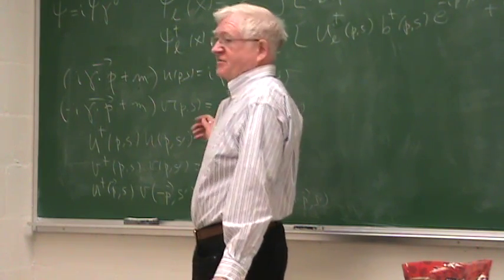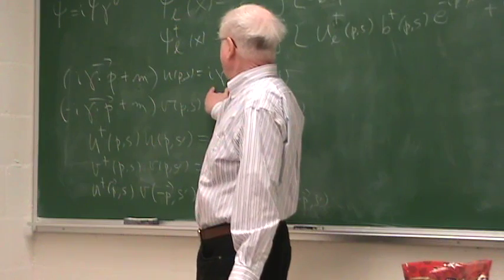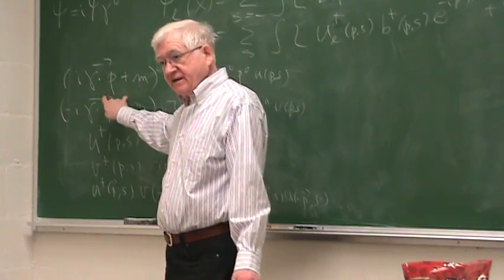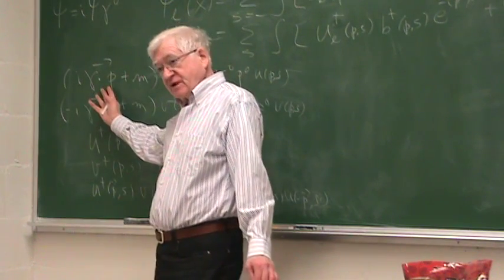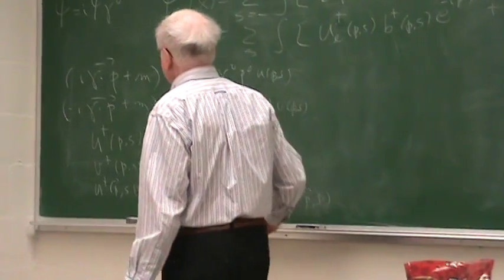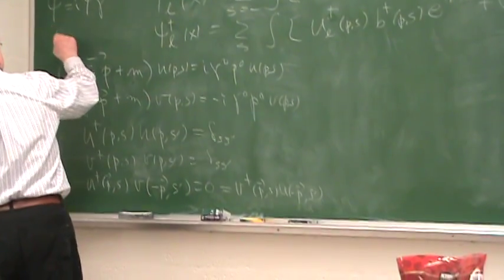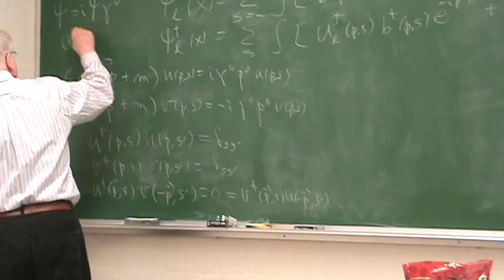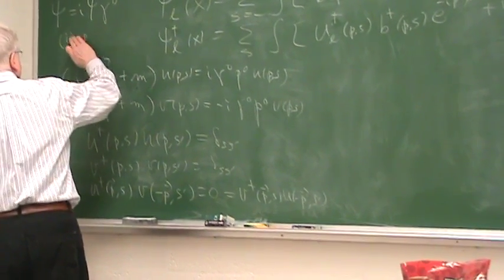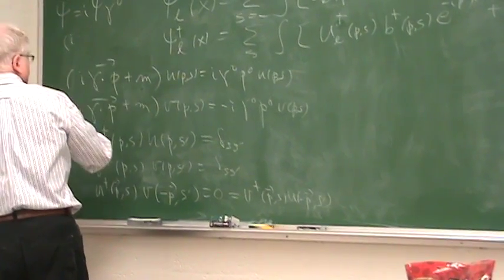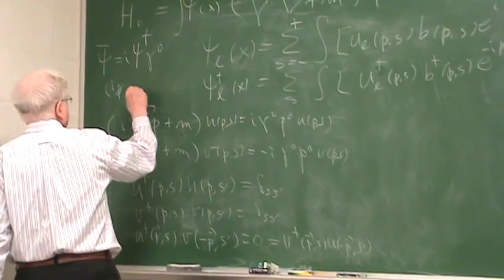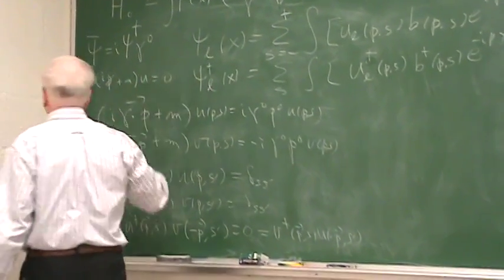What you're thinking of is you move the i gamma zero p zero to the other side. You then have a four-vector expression. Those are three-vectors, and then you get zero. And what that looks like is simply this: i p-slash plus m u equals zero.